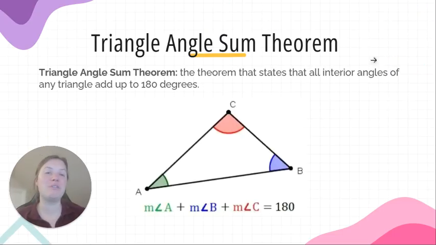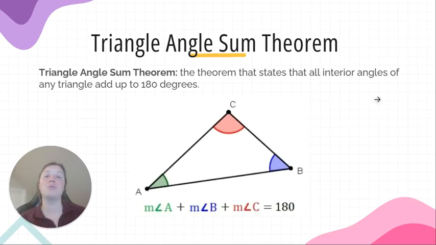This should be something that should be very familiar. It's something that we're told very early in our math journeys, and that is that the three interior angles of a triangle add up to 180 degrees. This theorem is what tells us and allows us to use this statement when we are using proofs.